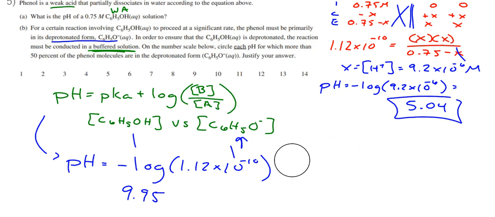What do I want? I want this one to be just a little bit more, right? So what would that reflect as? Is it going to be greater or less than this? Yeah, it's going to be greater than that. Sorry, I was rereading how they asked the question. So basically, I need a pH that's greater than 9.95 to then make it so I have a little more base. So what would I circle?